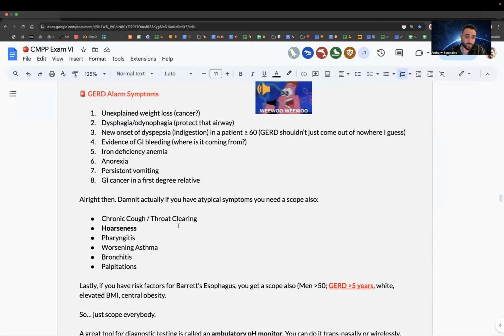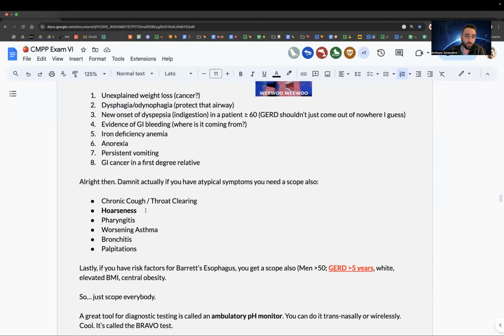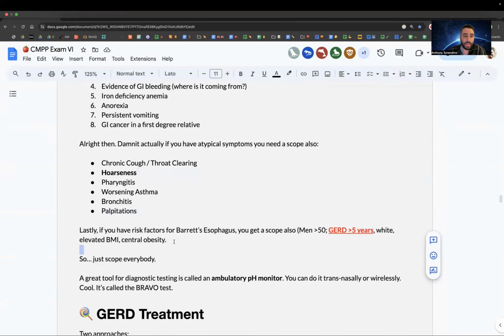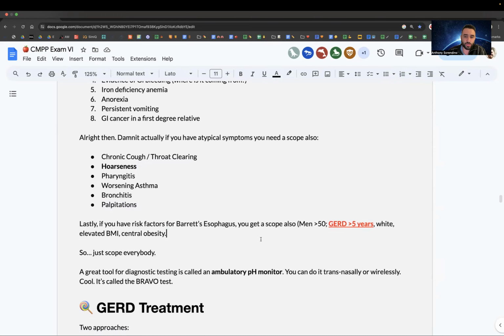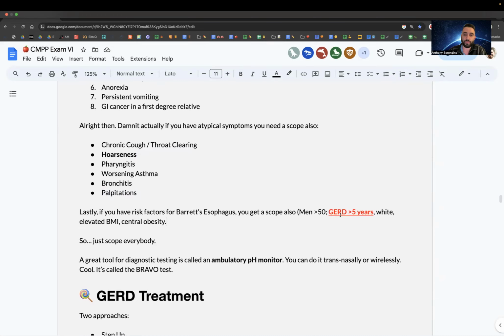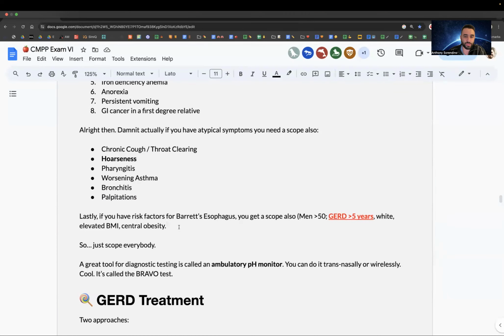Then there's some atypical ones as well you want to look out for. So like a chronic cough. Hoarseness is a big one. Pharyngitis, worsening asthma, bronchitis, palpitations. Sure, okay. And then if you have risk factors for Barrett's, you want to get a scope as well. So she mentioned this. So men over 50, and if you've had GERD for over 5 years, and you're white and you have an elevated BMI, central obesity, etc. So any of those are going to be reasons to scope somebody.